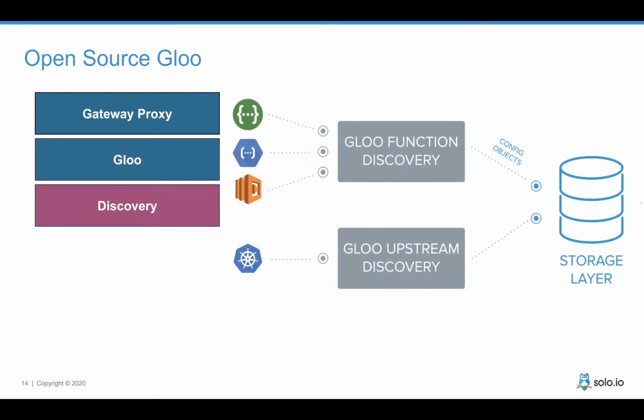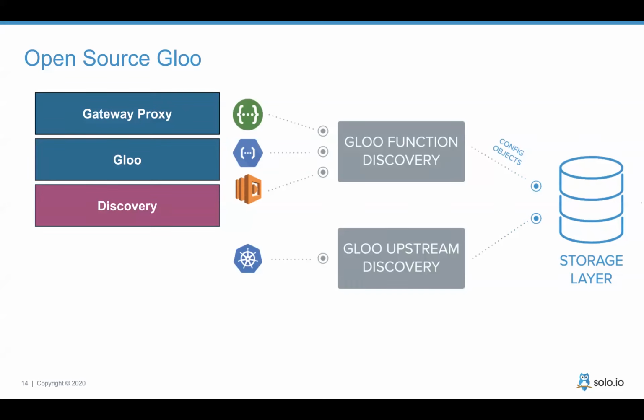So we have our routes to destinations. The destinations are references to upstream objects. The next question is often, where do these upstreams come from? We want to make that as easy and as automated as possible for simple use cases. So we've got a discovery component in Gloo, which has two different discovery mechanisms inside of it.